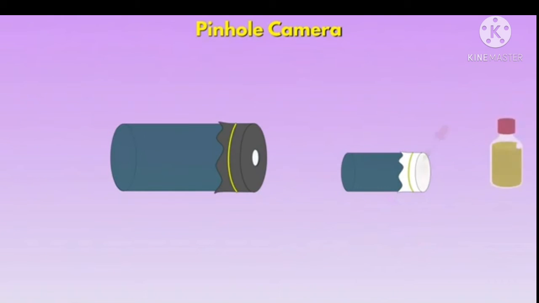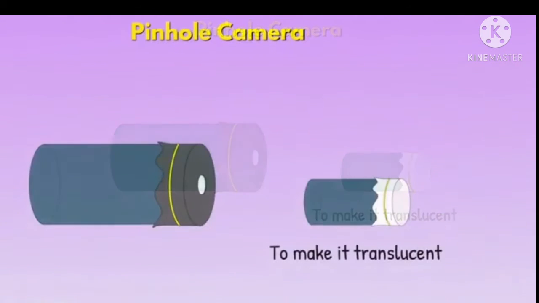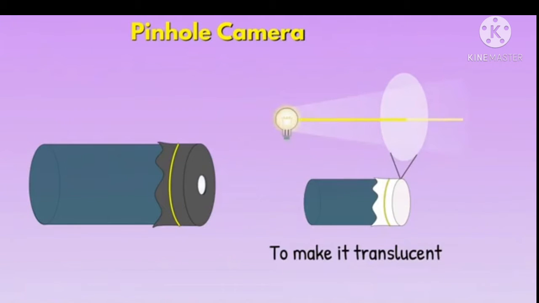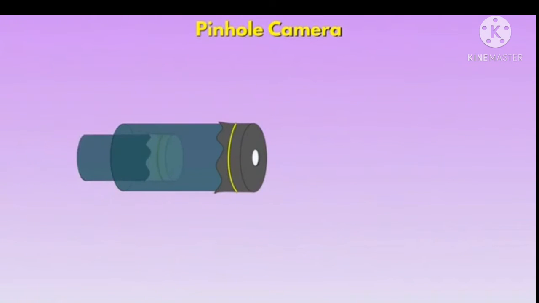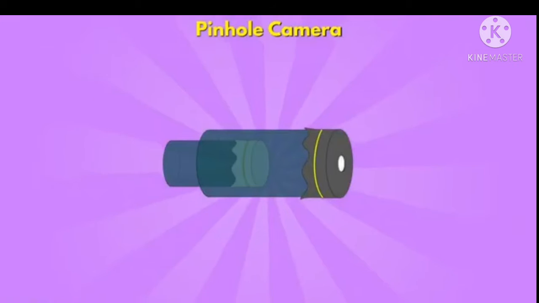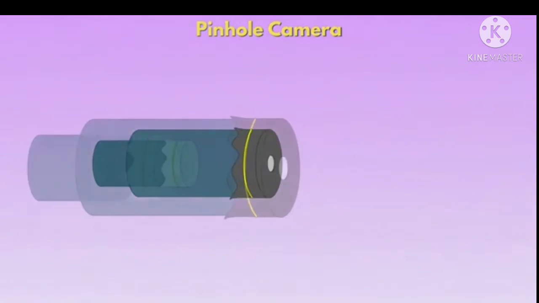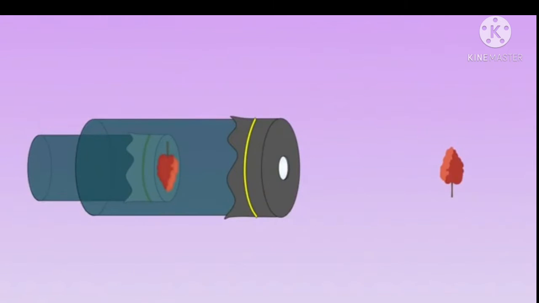A pinhole camera consists of a closed box with a small pinhole in the front and a translucent screen, usually made of butter paper, at the back. It can be used to view the images of various objects. The image formed by a pinhole camera is inverted, that is, upside down.